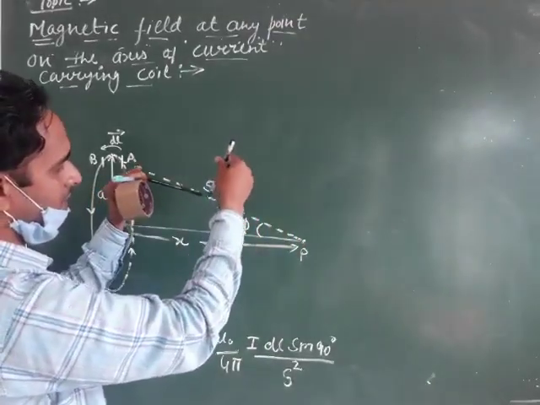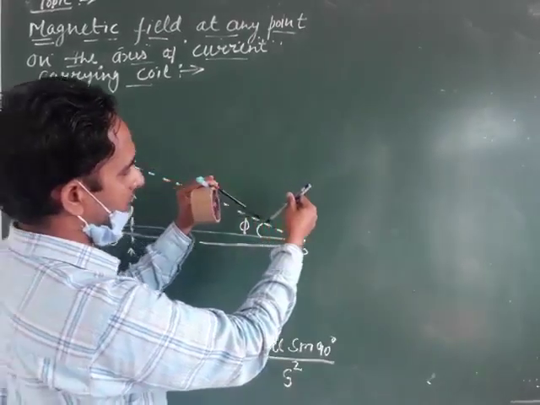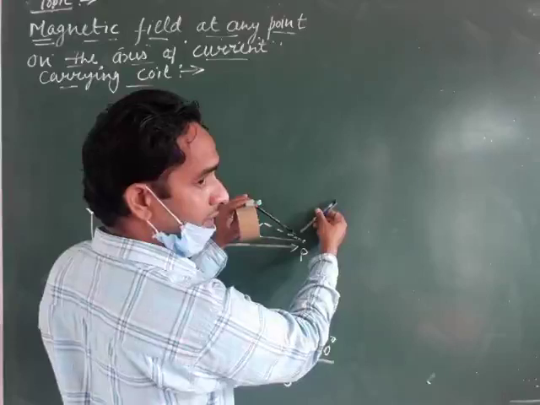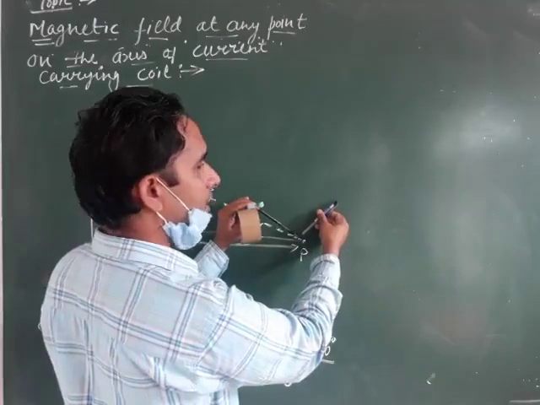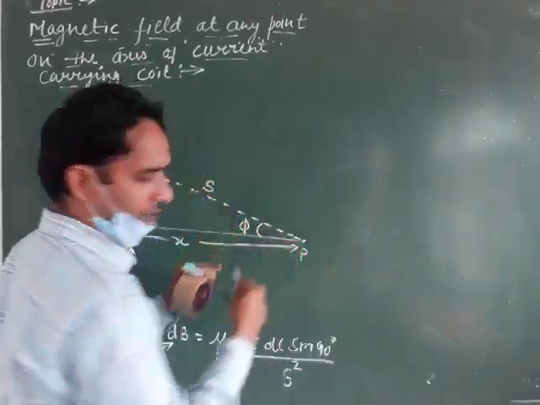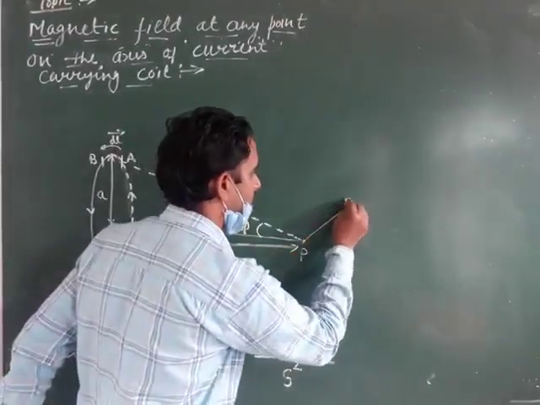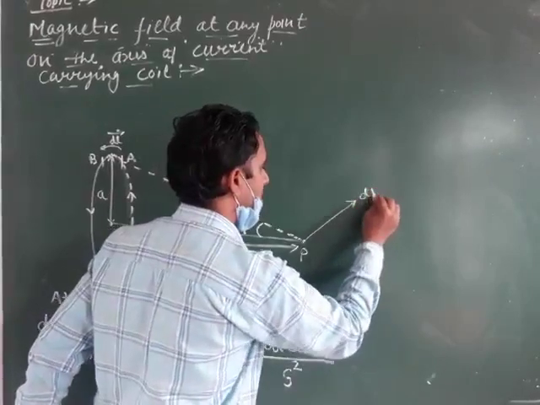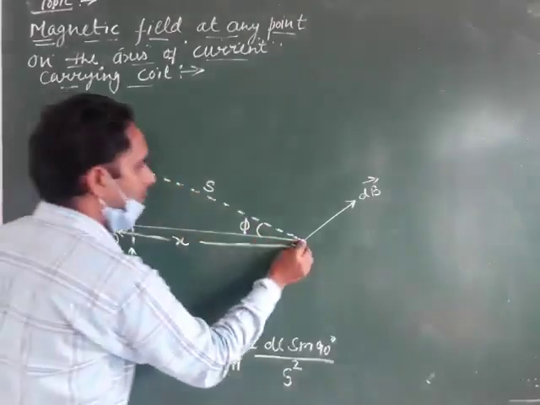So if I change this in this manner, then the direction of the magnetic field is also changed, and it will come like this. In the direction, meaning the magnetic field is coming in the plane of the paper on this side. So dB is coming towards this side. So this is the magnetic field direction due to this current element at point P.